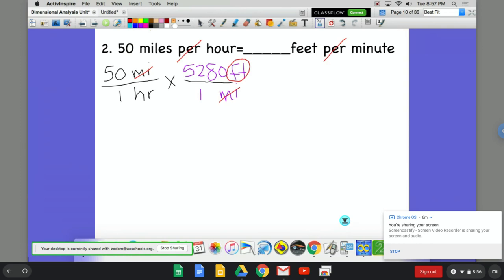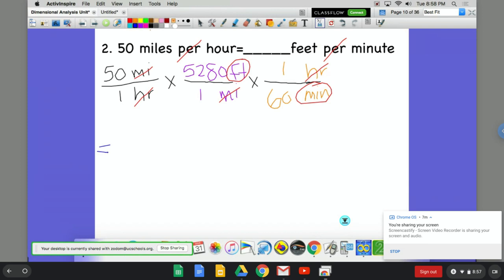So now we can move on to time. And so we need to go from hours to minutes. So once again, hours needs to go on top. Therefore, minute is going to go on the bottom. And in 1 hour, there are 60 minutes. Got an hour on the bottom and an hour on top, so they cancel out. We have minutes, so we have our feet over minutes that we need. So now we can just do the math.